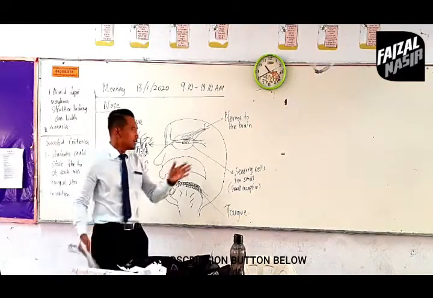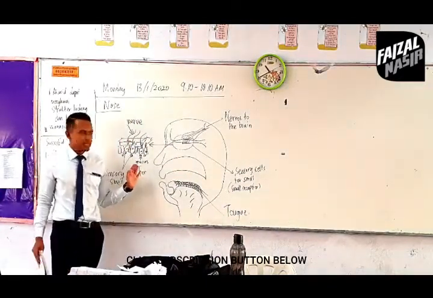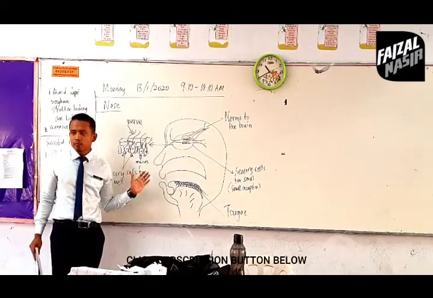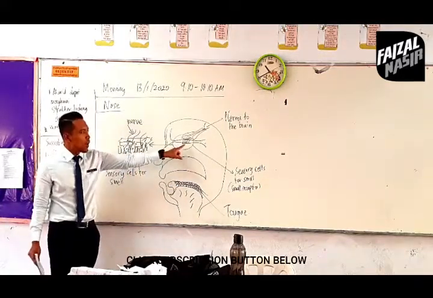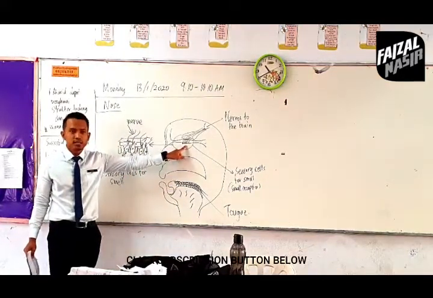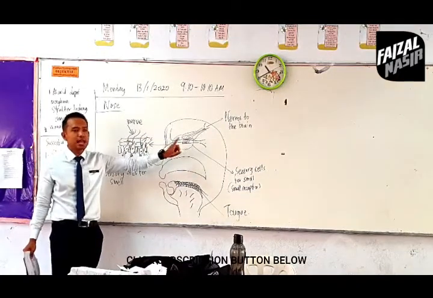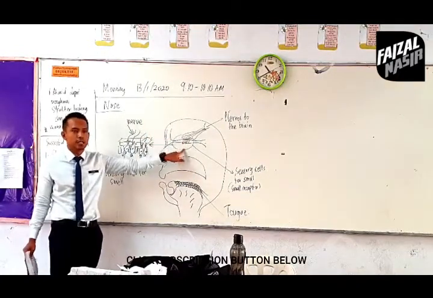Okay, you draw this structure first. This is only the structure. It's very simple. But the most important thing is you know where the center is located. It's located at the roof of the nasal cavity. Okay.